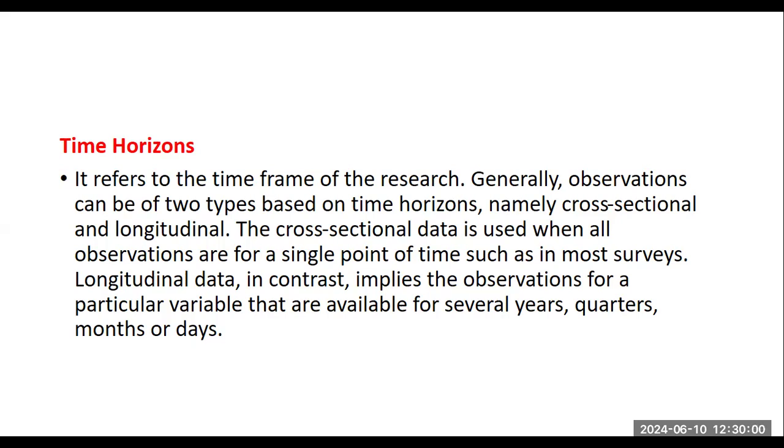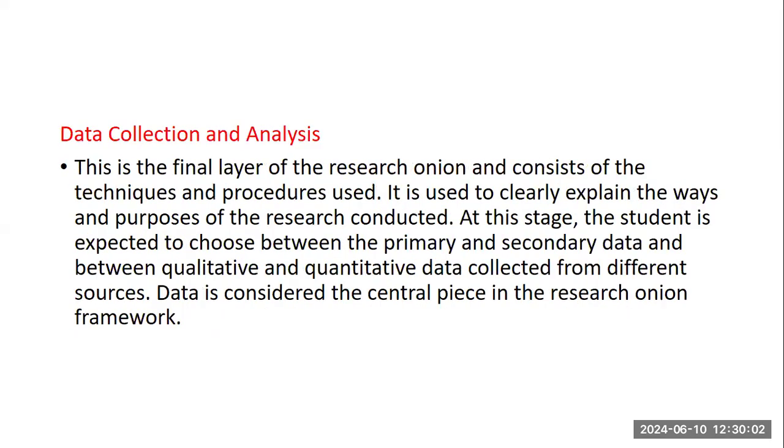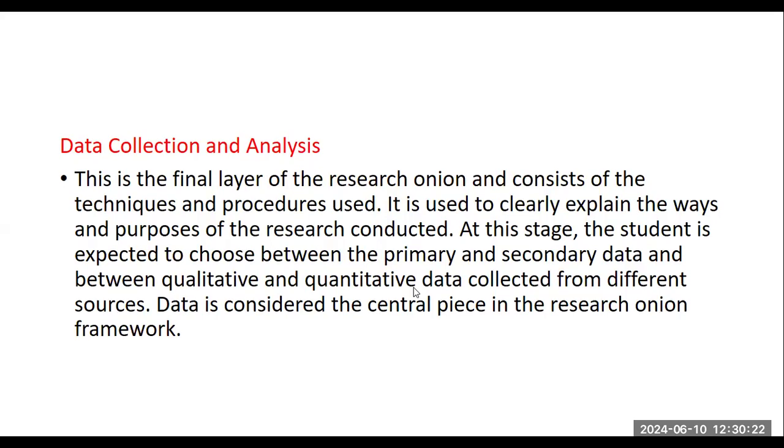So now you can understand the aspects of the research and data collection and analysis. So this is the point where the research onion consists of the techniques and procedures used. It is used to clearly explain the ways and the purpose of the research conducted at this stage, right? There are different things: there are primary and secondary data.